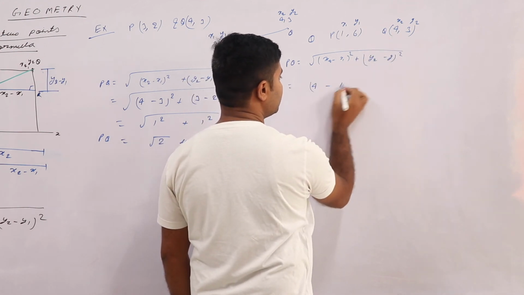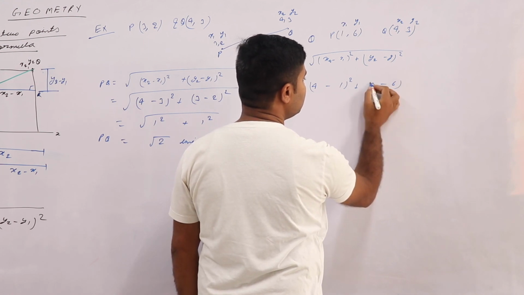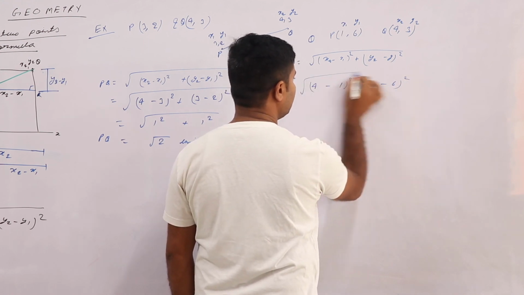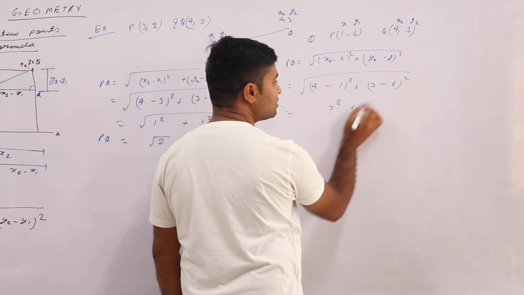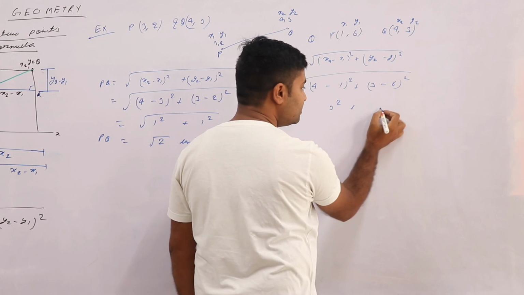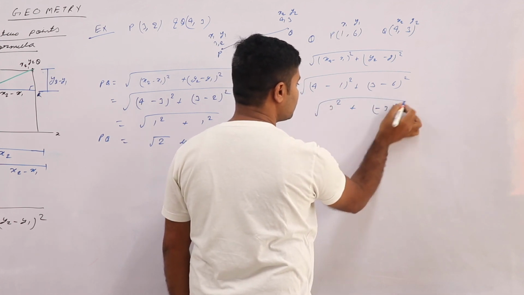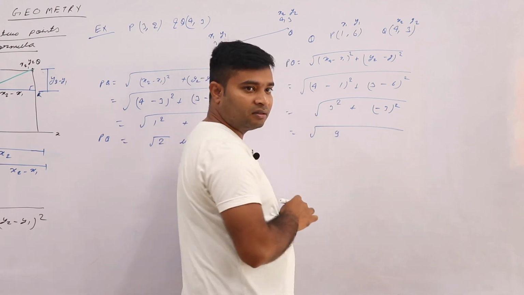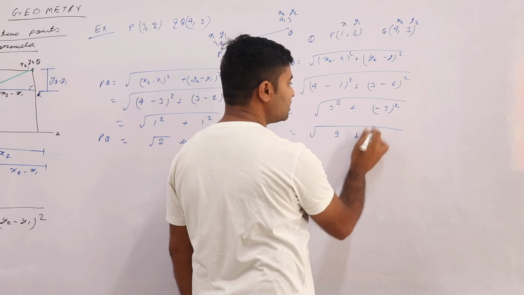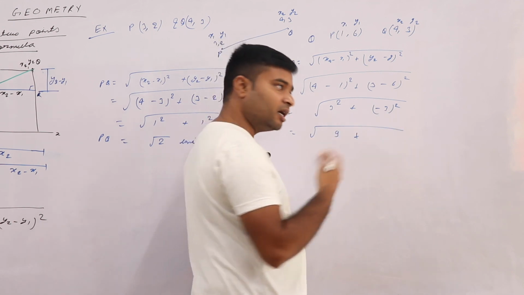4 minus 1 square plus y2 is 3 minus 6 square. That to root. So 4 minus 1 is 3 square plus 3 minus 6 is minus 3 square. Minus 3 square. Now 3 square is 9 plus minus 3 square is how much? Minus 9. Again plus 9 only.